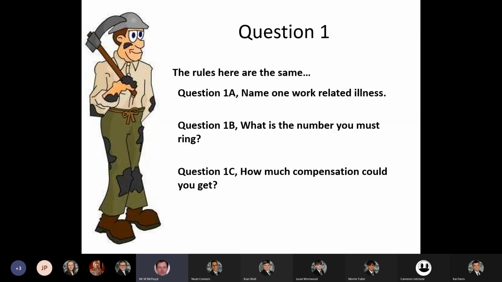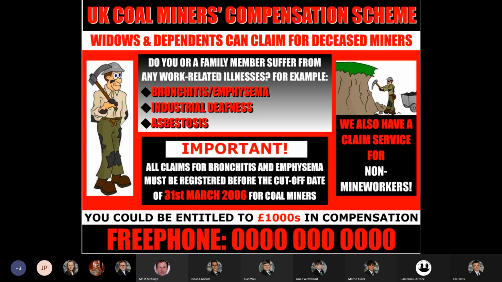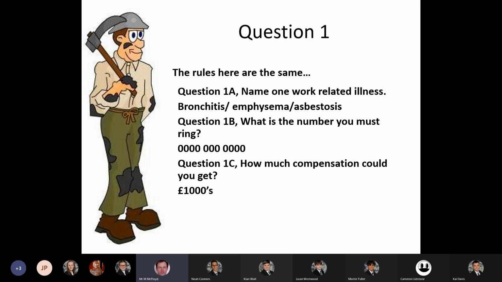That was the second most difficult text I'll give you. And the correct answers are currently now on the board. There were many answers for 1A, name one work-related illness. There are some selected there: bronchitis, emphysema, asbestosis, but industrial deafness would also be there. You would choose one of these answers as it asks for one work-related illness. People wrote down the correct phone number and the right number of digits, and Cameron answered 1C correctly by saying there is thousands you could gain in compensation.